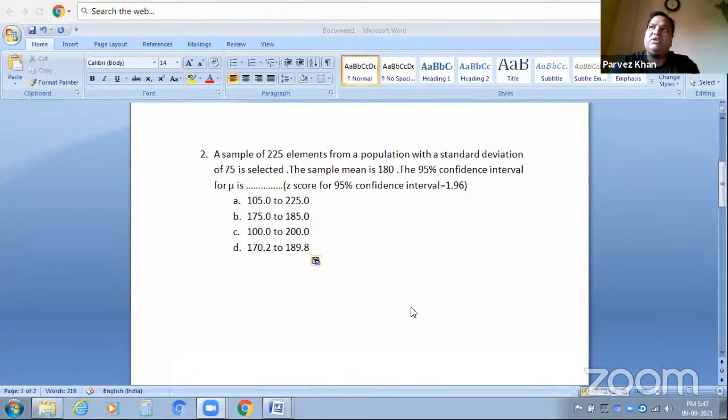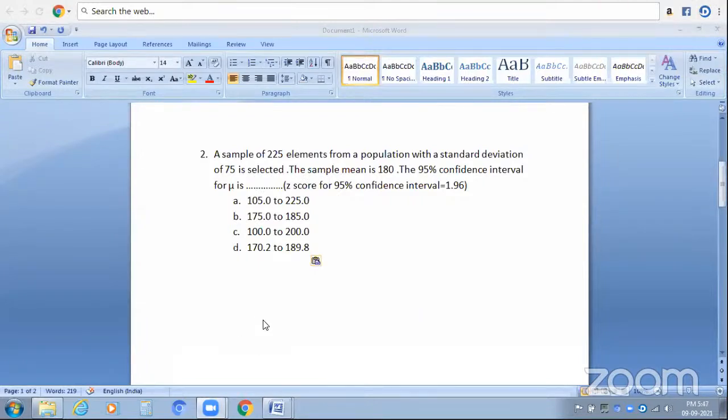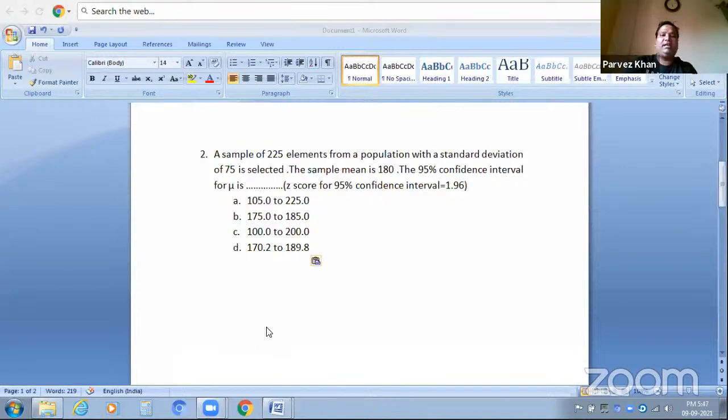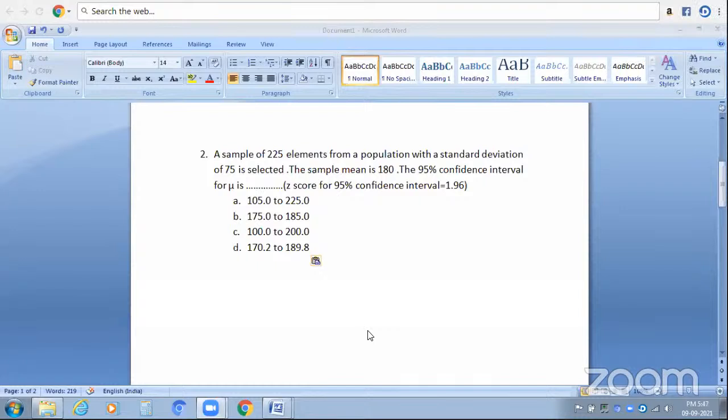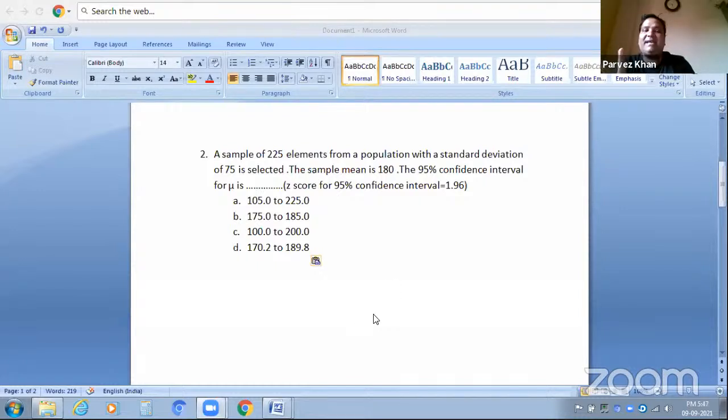So can you tell me which formula to apply for calculation of standard error? Sigma by root n, sir. Yes, sigma by root n. So sigma is your standard deviation 75 divided by square root of 225. So we'll get the standard error. Two values you will get. Remember x bar plus z into standard error, x bar minus z into standard error. So I'm thinking you should be able to solve it, right?